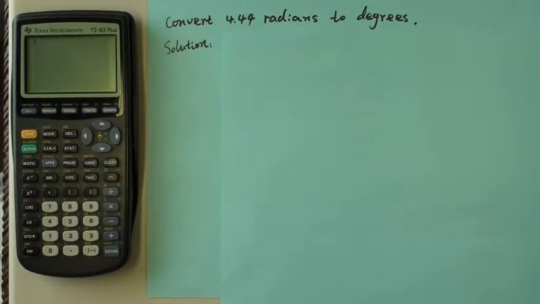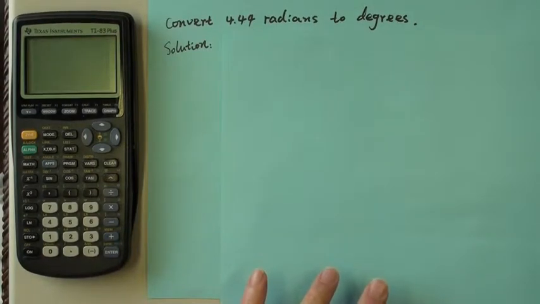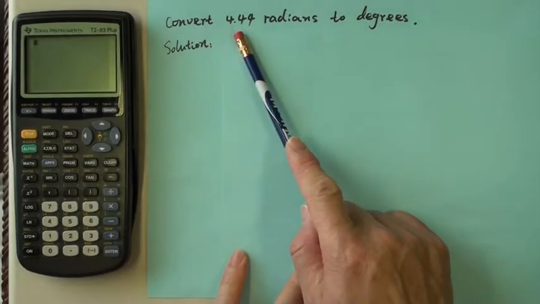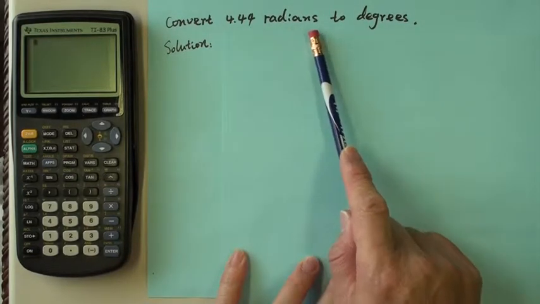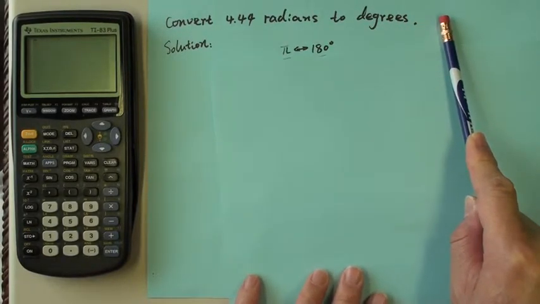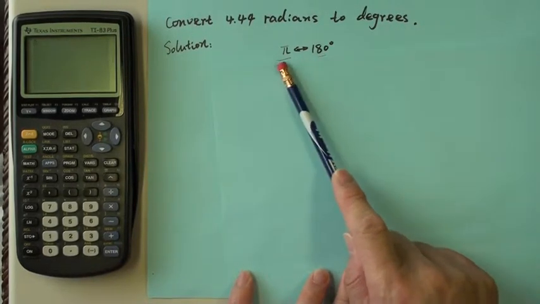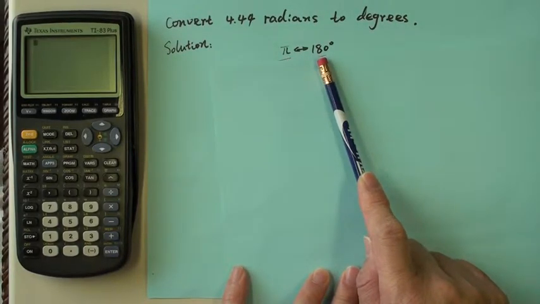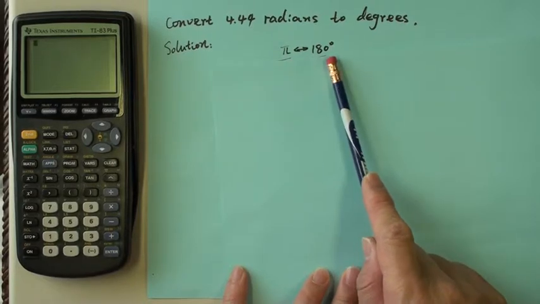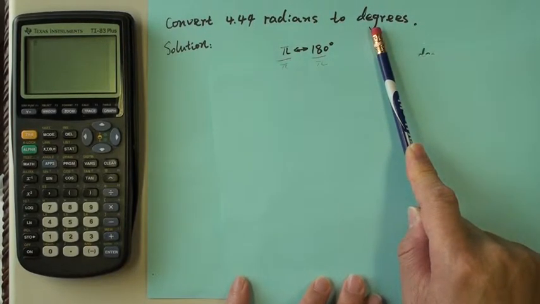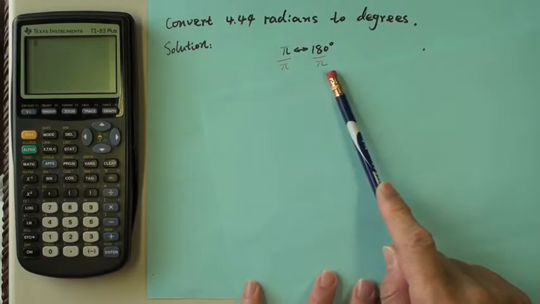In this lecture, we will do examples. The first one is to convert 4.44 radians to degrees. We know this is the very important part: pi radians is 180 degrees. We always start from here. Then both sides divided by pi.